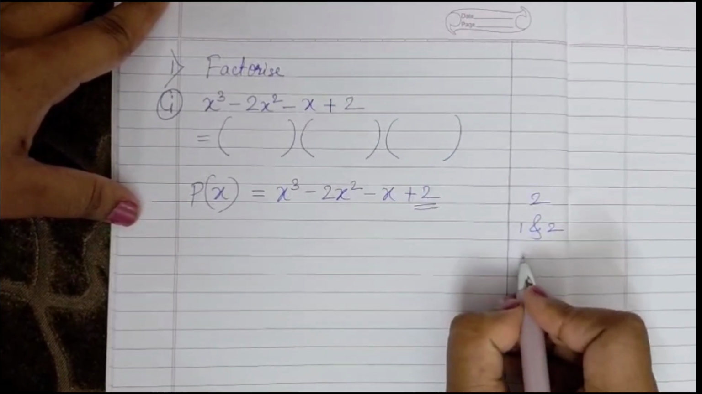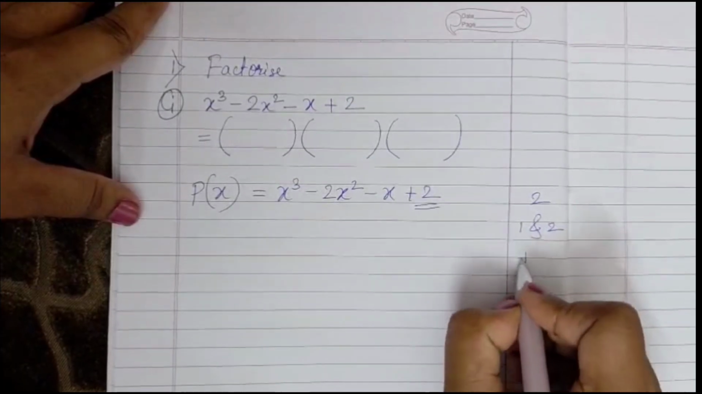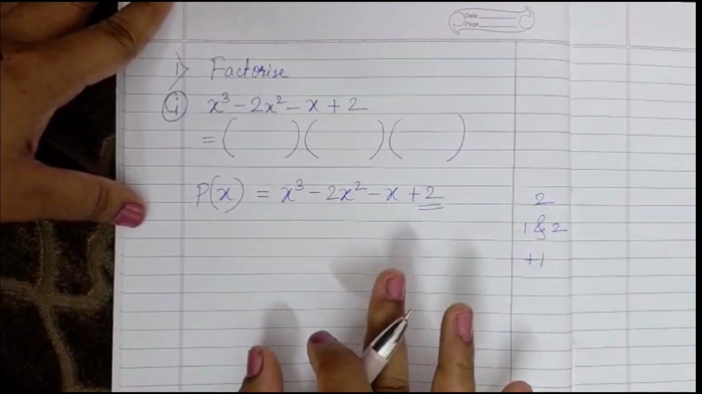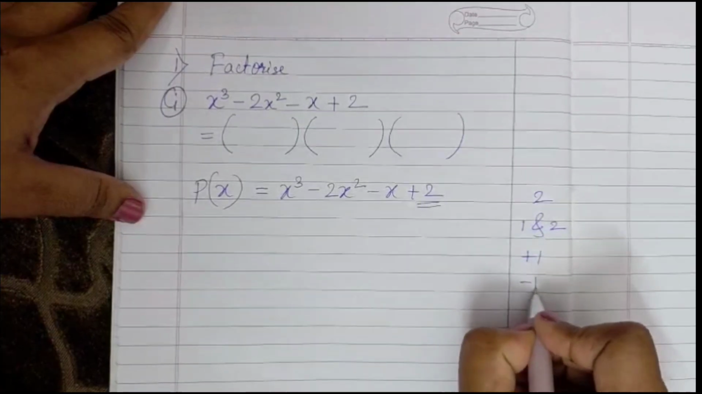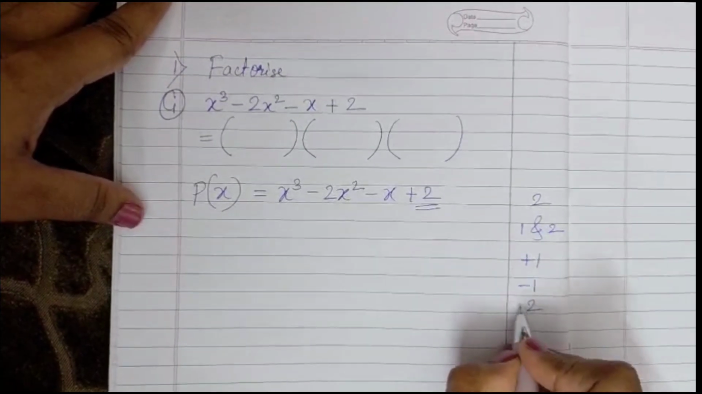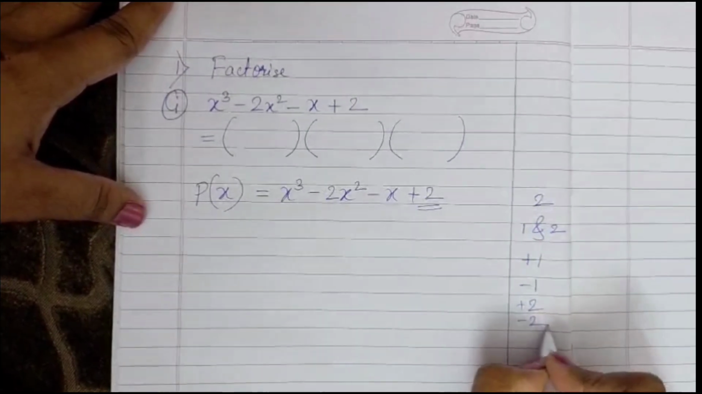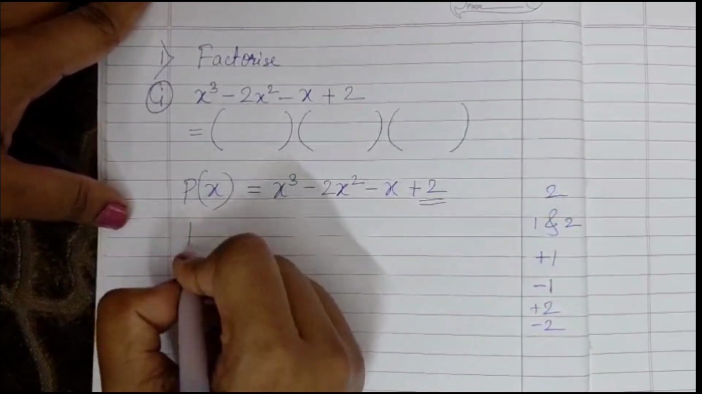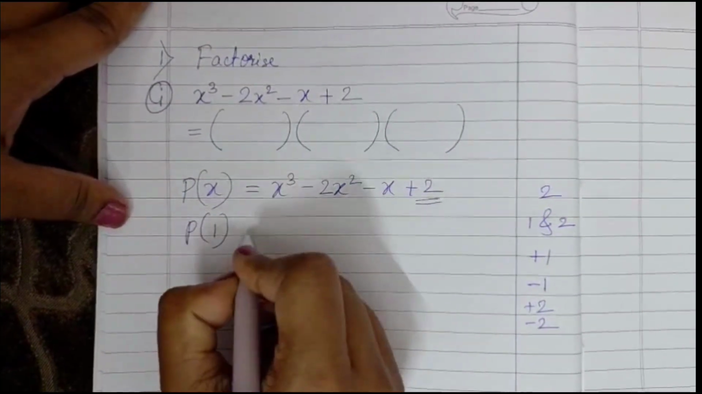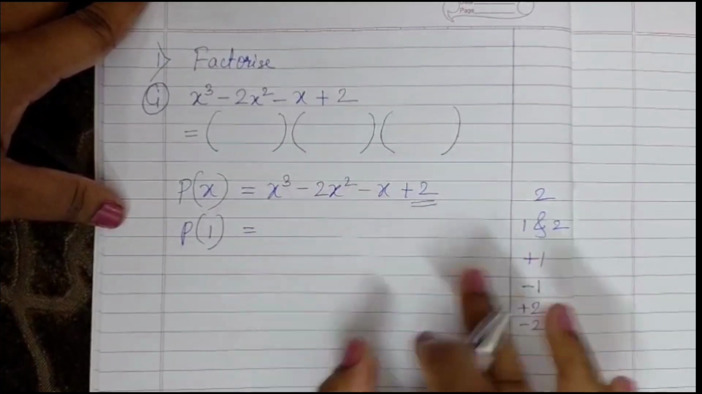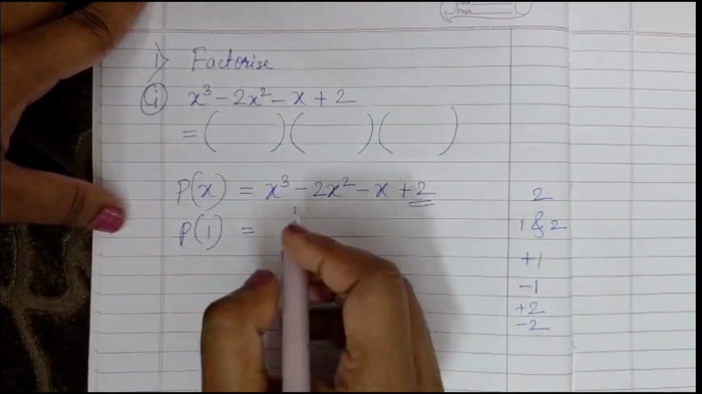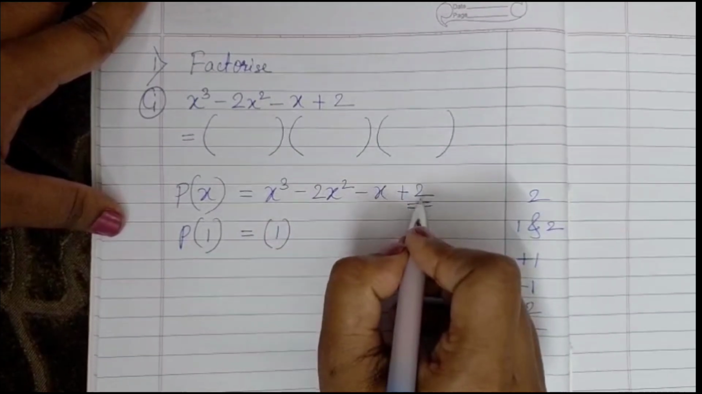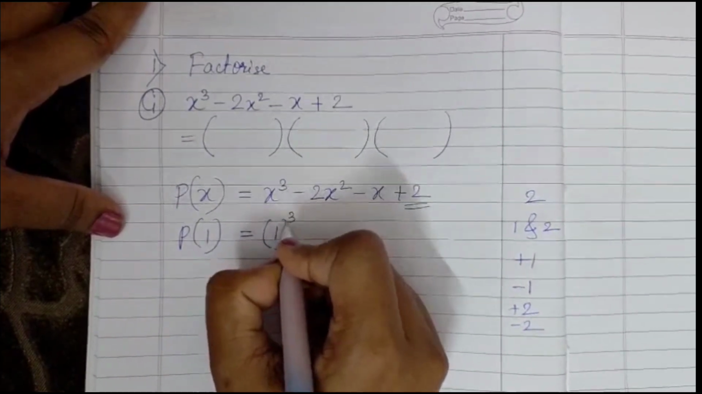So it means that either plus 1 will give you 0 here, or minus 1, or plus 2, or minus 2. Let's start with it. Let's take the x value as plus 1 first. Wherever x is there, you put plus 1.